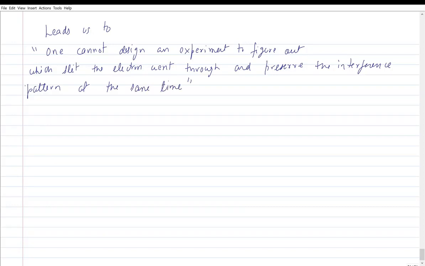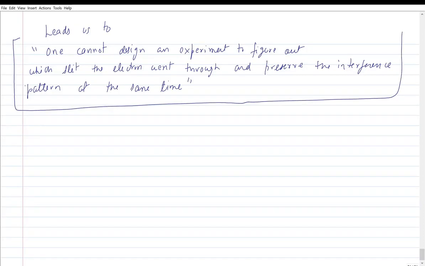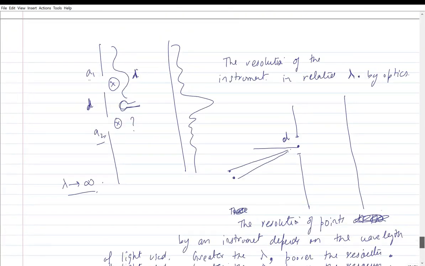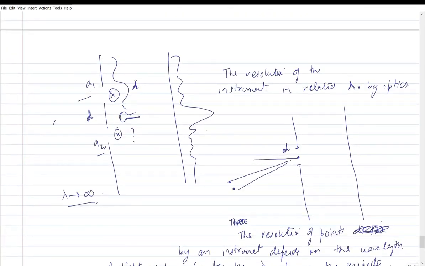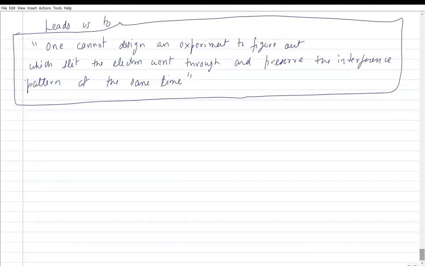So it's kind of a neat law. No matter what you do, you cannot design an experiment where you would know which path the electron has taken, as well as preserve the interference pattern on the screen. And this is nothing but another way of formulating the Heisenberg's uncertainty principle. So that's kind of neat.